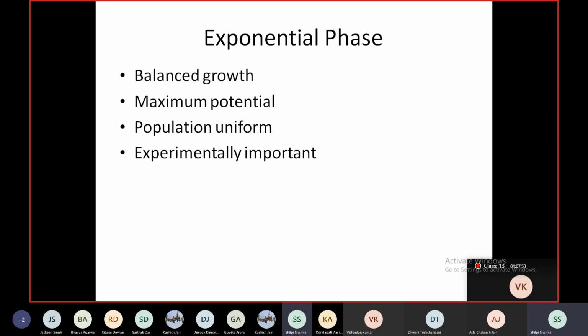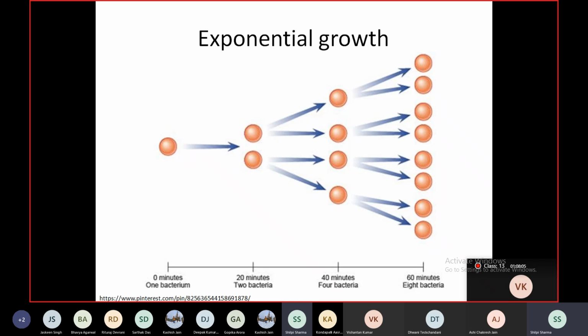Balanced growth here refers to the cellular constituents being synthesized at a constant rate relative to each other, which in the earlier phase, that is in the lag phase, was unbalanced. So if a cell's generation time is 20 minutes, and generation time refers to the time taken for a population to double in number, this is how the population is going to grow in the exponential phase.